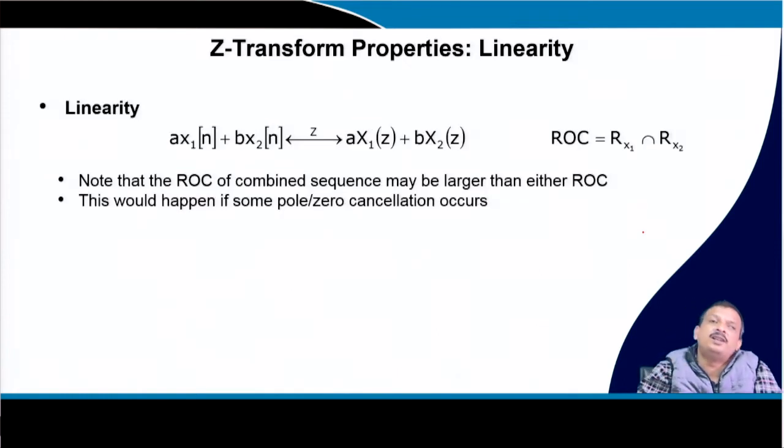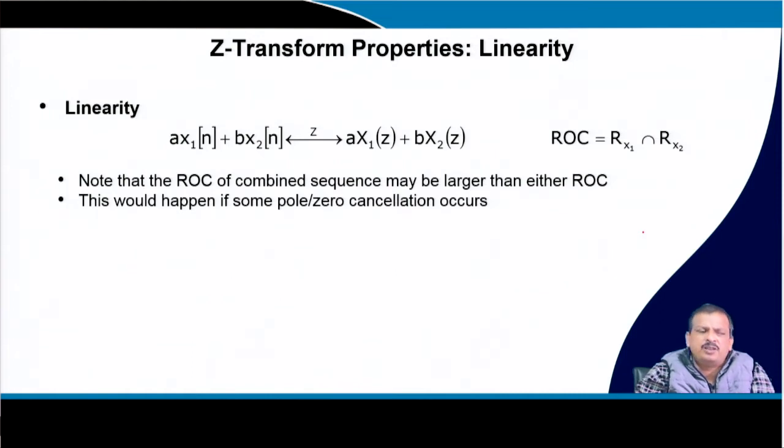What are the properties? First, the linearity property. Z transform is a linear transform. That means if a system is linear, after Z transform also it remains linear. The ROC may change, but the Z transform will be linear. So how do you prove it?